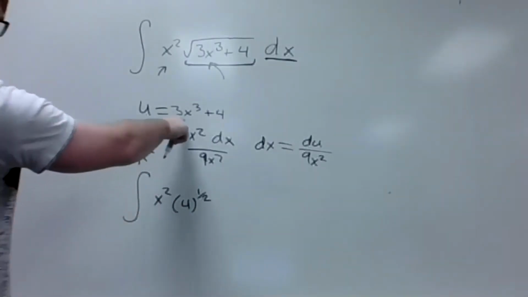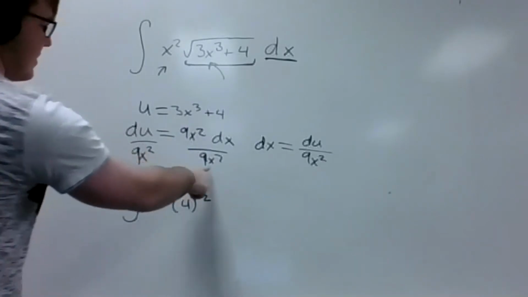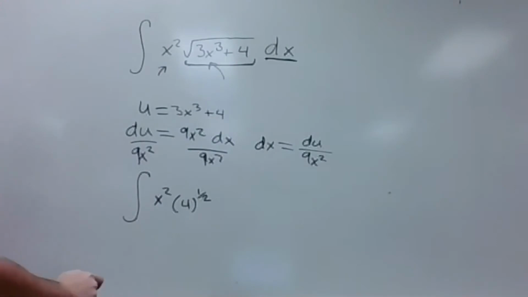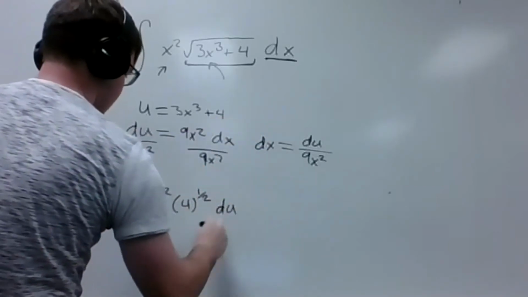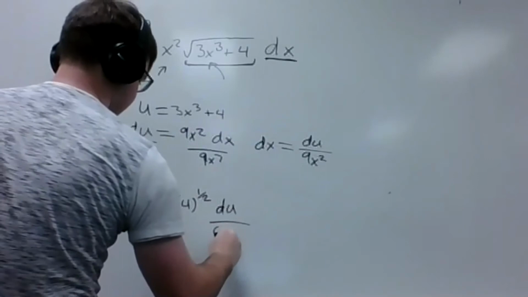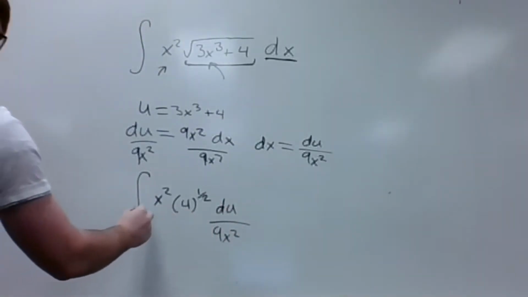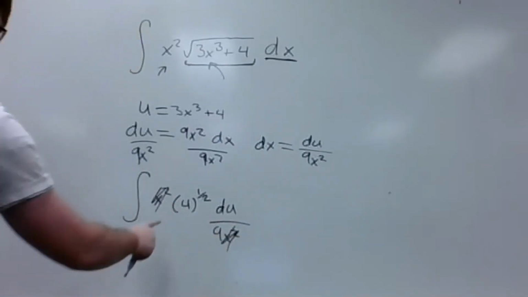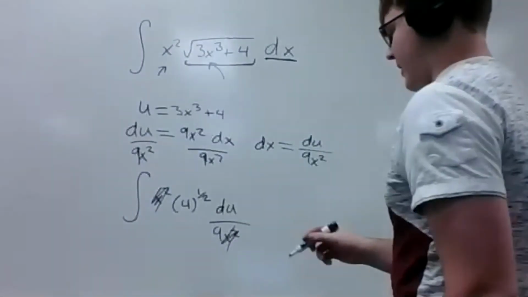Sometimes if we take a derivative, like if this was a negative power, we end up with something on the bottom, and in that case it would be multiplied. That makes sense? Yeah. So now we can rewrite our problem to be du over 9x squared. And now we can see we have this x squared that we can get rid of, and we're just left with u's and du's, which is what we want.